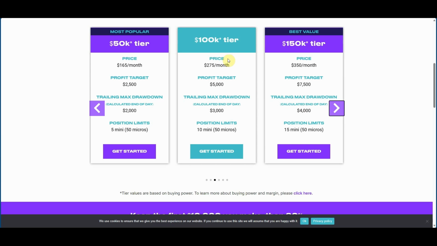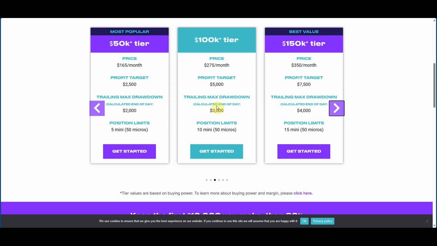Up to the 100K tier, so we bump up to $275 US a month. It's $110 more on the 100K tier. It does double the contracts you can use in terms of the minis, but it's still set to 50 micros as a position limit if you're trading the micros. So if you're trading the minis, it doubles the positions.